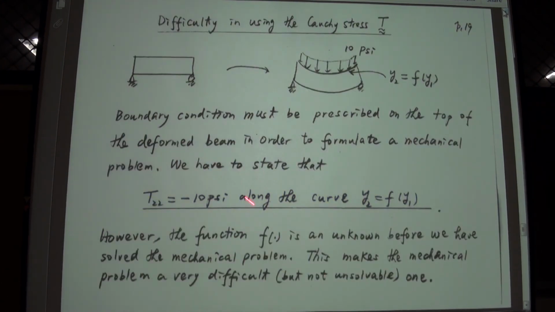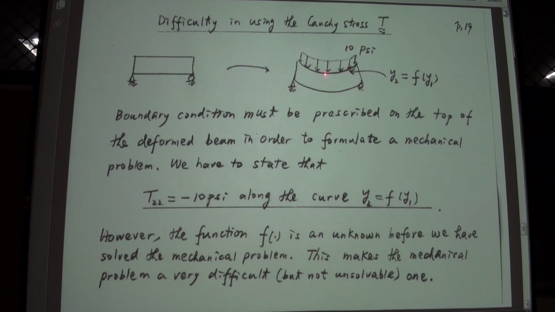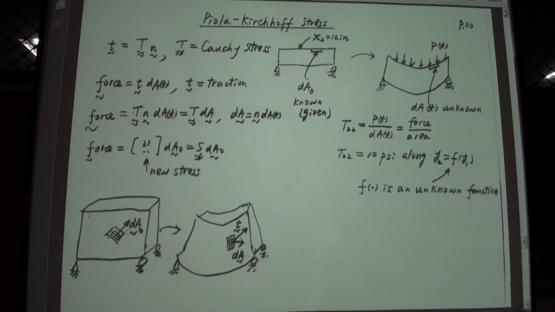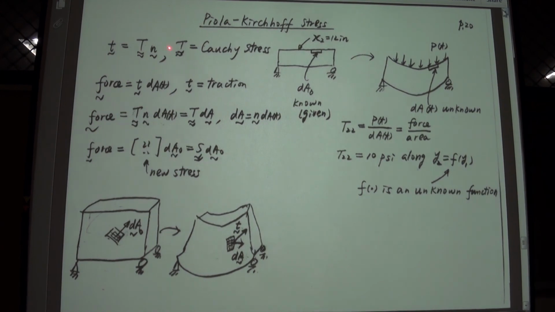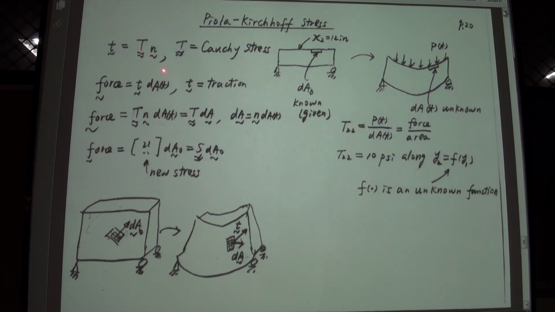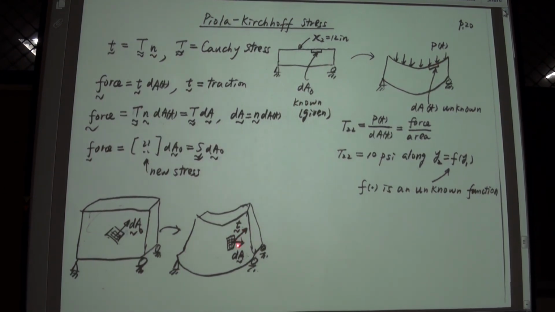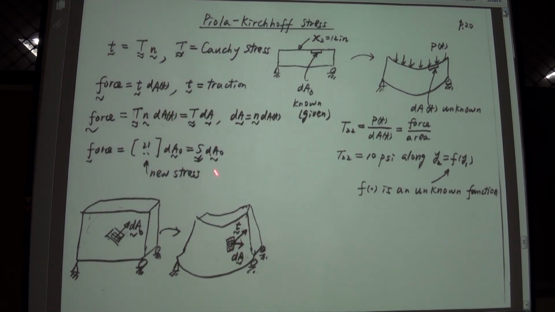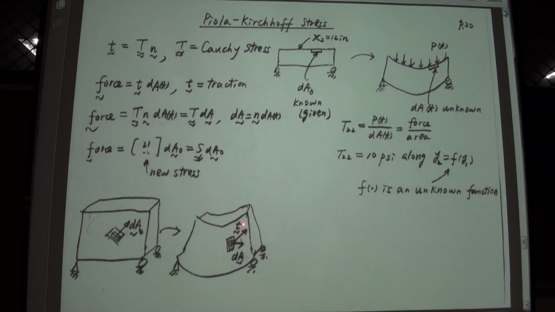Okay, because of this difficulty, the boundary is unknown. So somebody proposed a concept to try to resolve this problem. This is the first Piola-Kirchhoff stress. See here, small t equal to big T times n. The traction is applying here, and then small n is also in this configuration. And then the Cauchy stress is connecting this traction with this area vector.